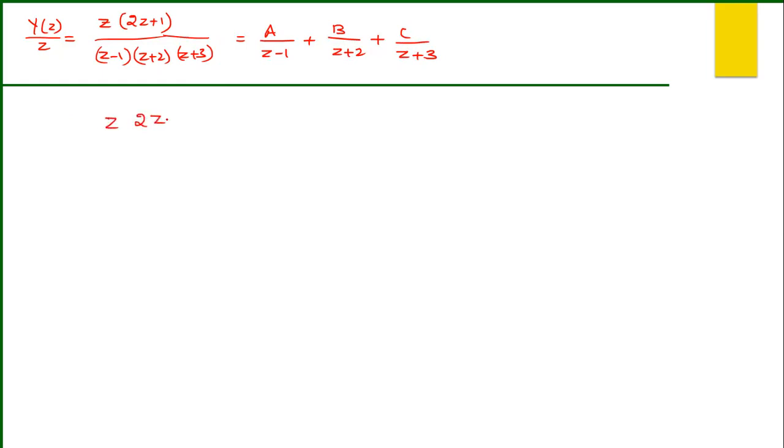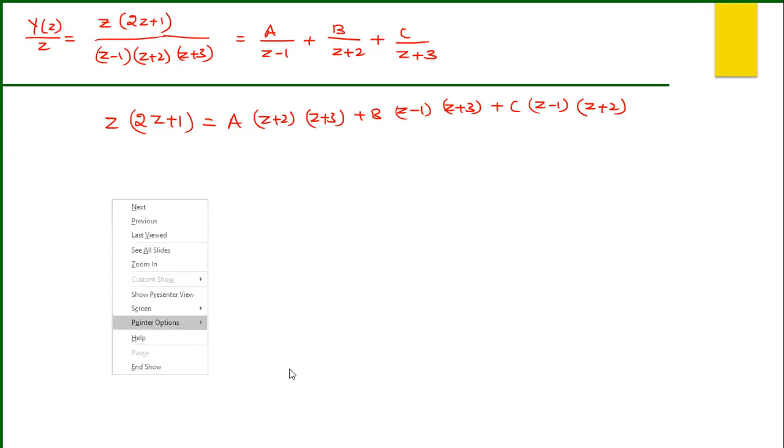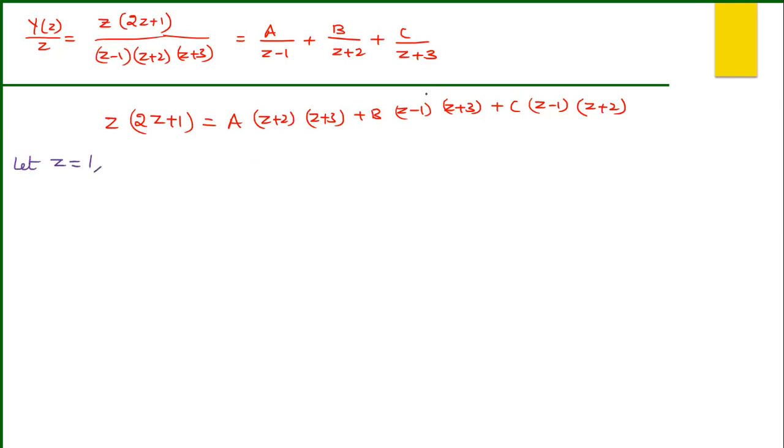Now z into 2z plus 1 is equal to A into z plus 2 into z plus 3, plus B into z minus 1 into z plus 3, plus C into z minus 1 into z plus 2. Now I need to find the coefficients. Let z equal 1. Then the B term is 0, the C term is 0, and only A remains. So 1 into 3 is 3, equal to A into 3 into 4, that is 12A. So the A value is 3 by 12, that is 1 by 4.